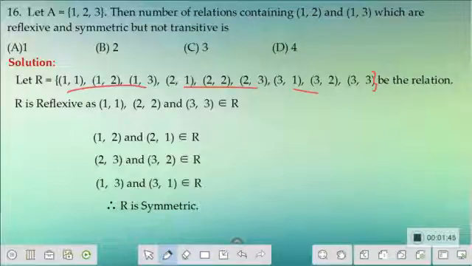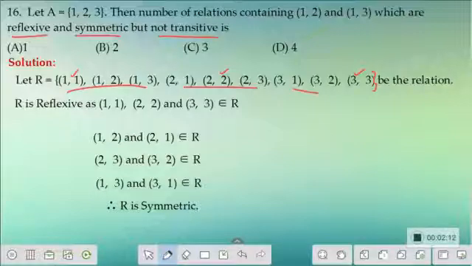Now we need to have a relation which is reflexive, symmetric but not transitive. So let's check for these conditions for this particular relation. To have R as reflexive, we need to have the elements (1, 1), (2, 2) and (3, 3). Yes, we have all the 3 elements, so R is reflexive. The first part is done.